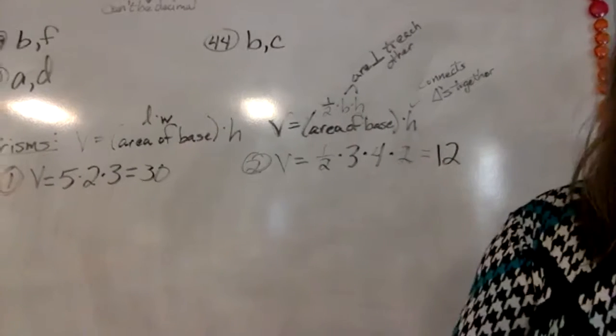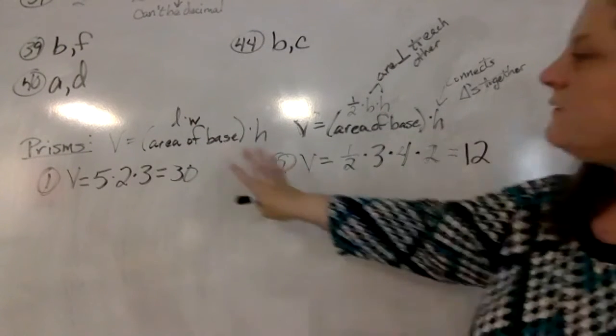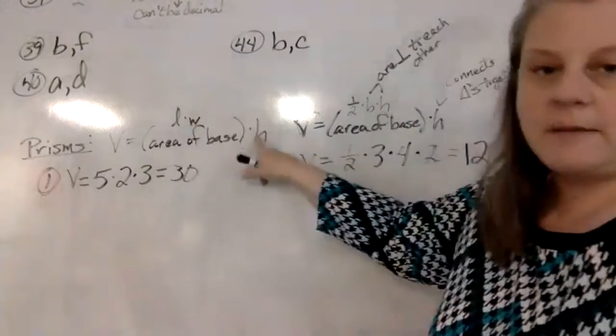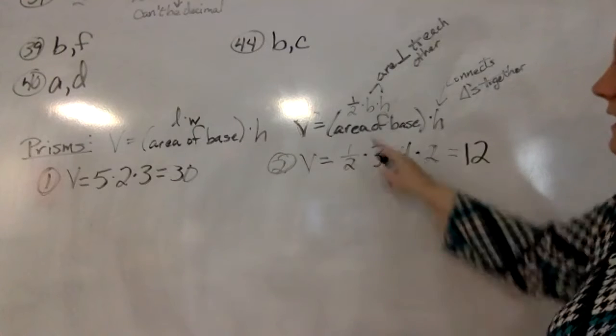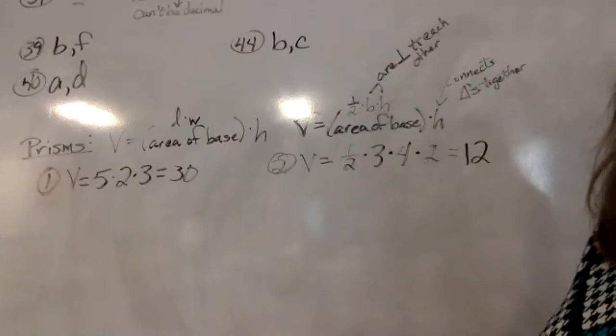Okay? So right now, all we're talking about is volume. If it's got a rectangle base, it's length times width times height of the prism. If it's got a triangular base, it's 1/2 times base times height times the height of the prism.